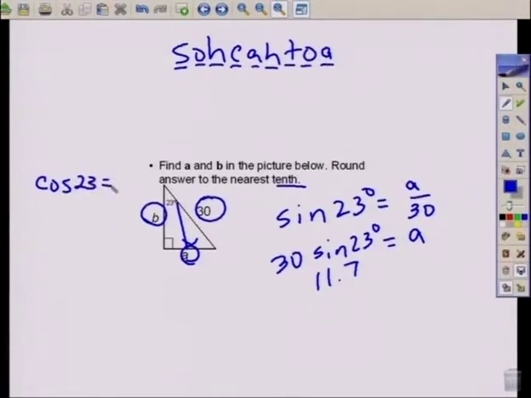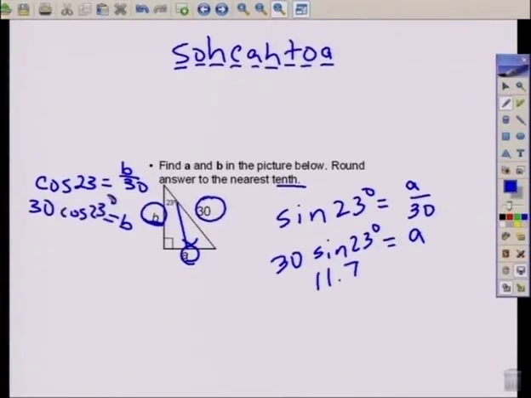so if we're looking at, again, relative to the 23-degree angle, cosine would relate our adjacent side to the hypotenuse. So that's B over 30. So B is equal to 30 times the cosine of 23.